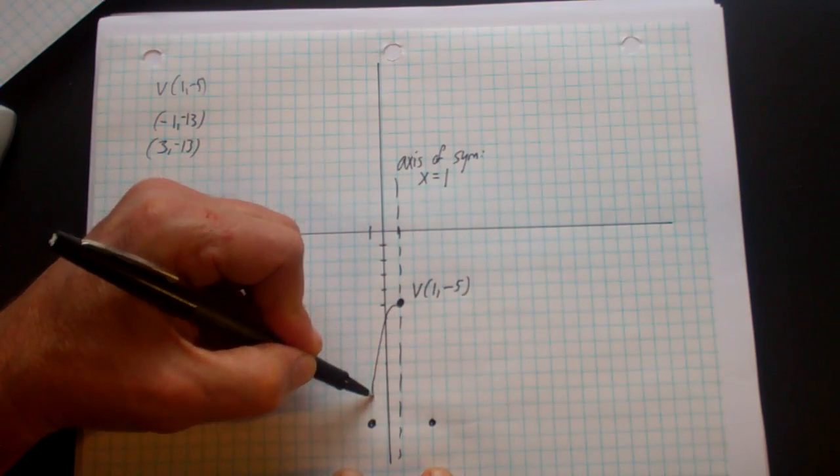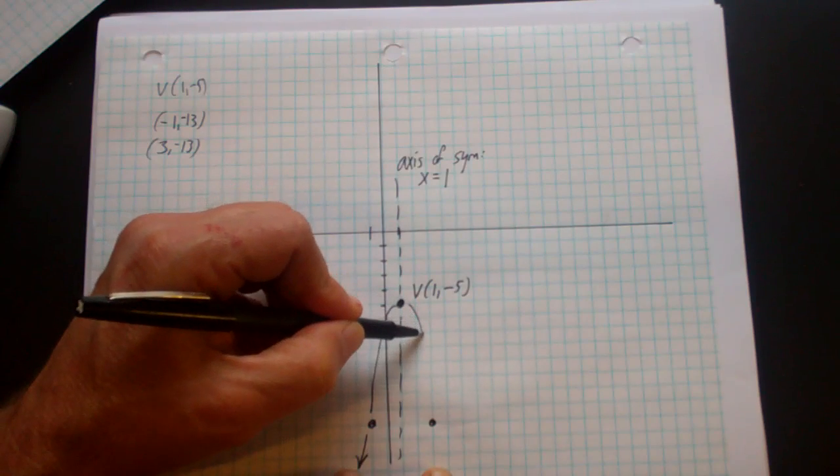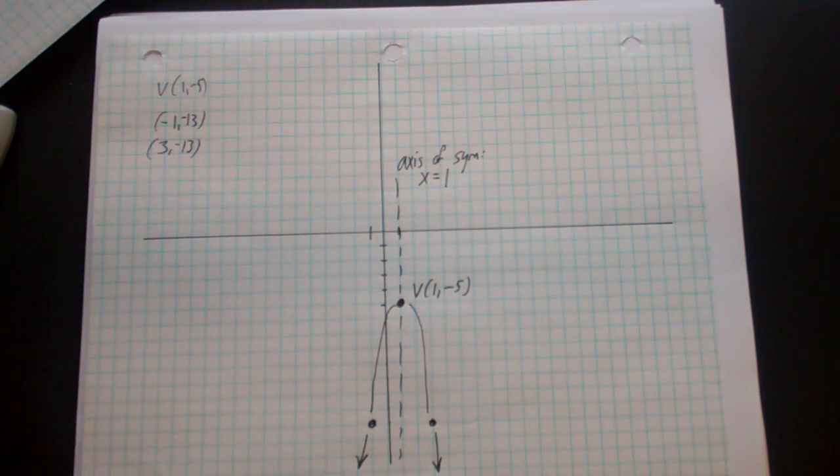Now you just sketch in as well as you can. Remember that there's a curvature here, so these aren't straight lines. And that's how you graph parabolas in standard form.